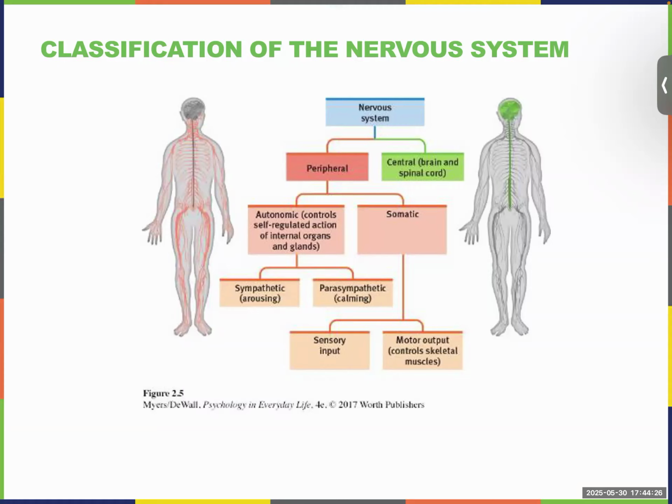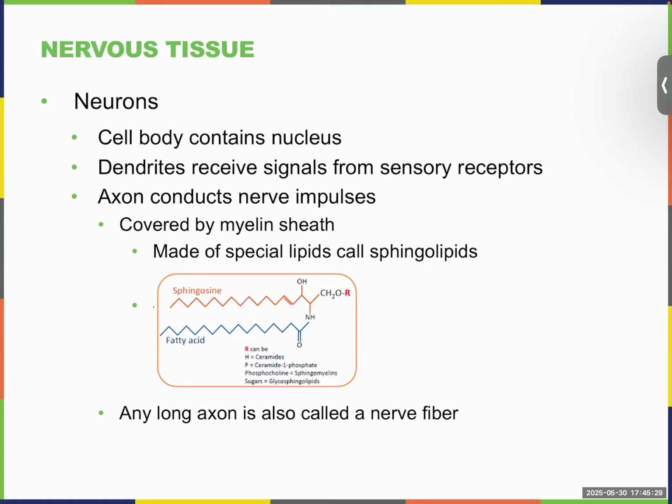The dendrites, as I pointed out earlier, receive information from sensory receptors, and the axons allow those signals from the dendrites and the cell body to travel from the nerve cell to the axon, and that will help release the neurotransmitters to the recipient cell. But this axon is covered by myelin sheath, which I mentioned earlier. What's special about it is that it's made up of special lipids called sphingolipids.